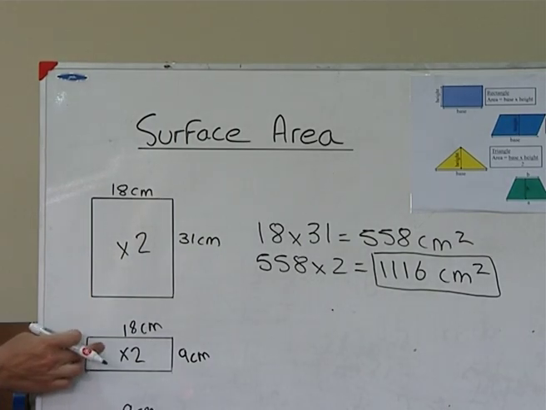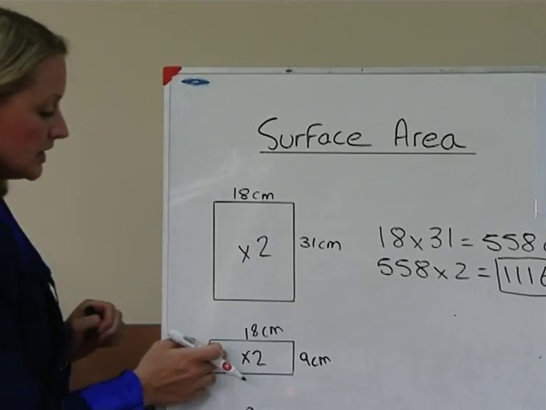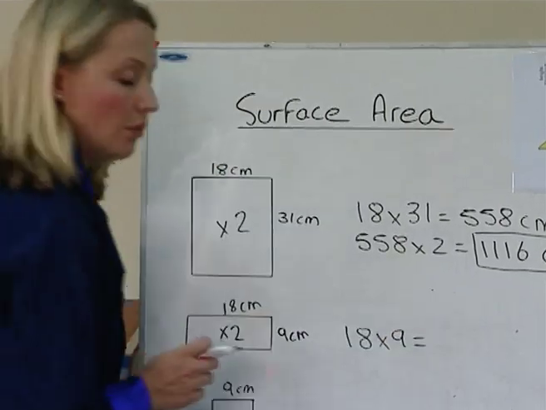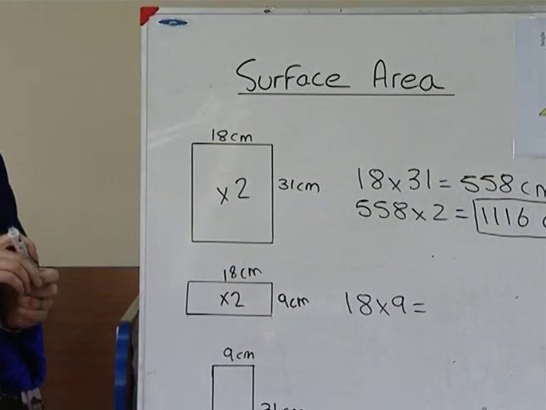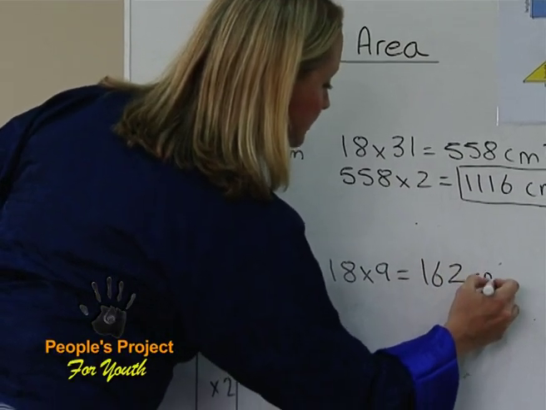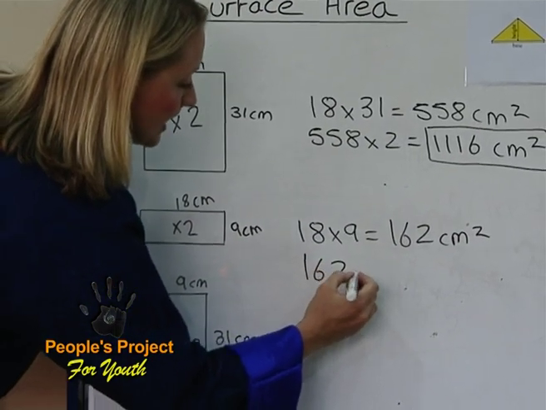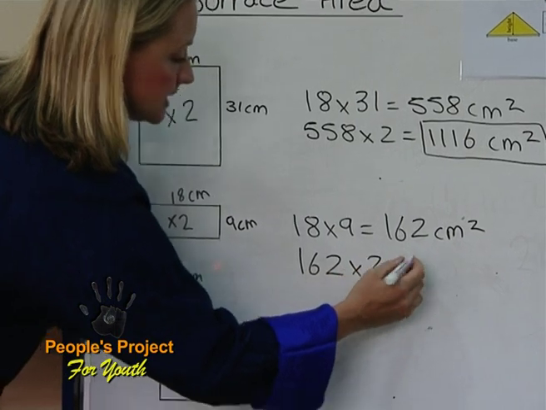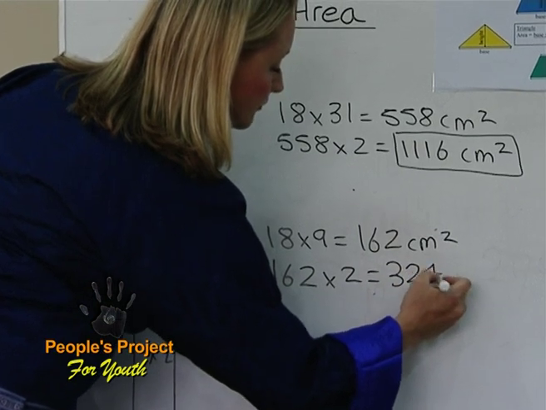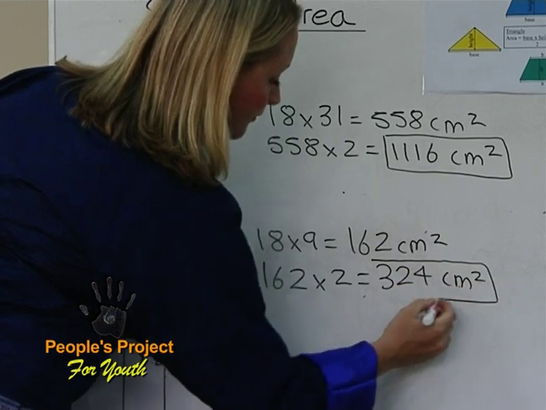So let's now have a look at the face that makes up the top and the bottom of the box. So the first thing that I need to do, base times height, to work out what the area is for one of those faces. And that gives me 162 centimetres squared. And then remembering that I have 2 of those faces, I have a top and a bottom, so I need to multiply my answer by 2. And I get a total of 324 centimetres squared for both of those 2 faces.